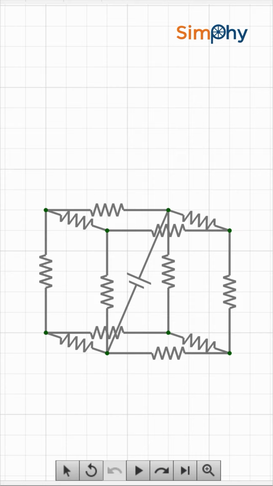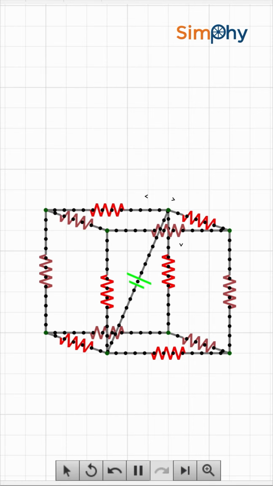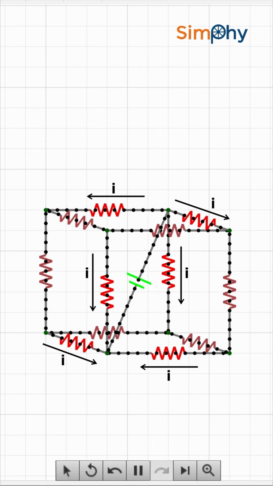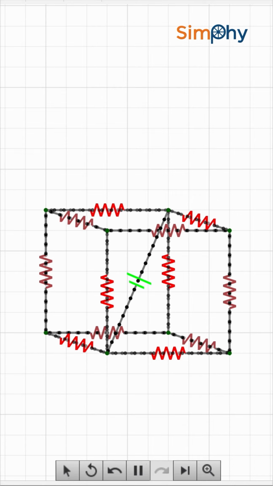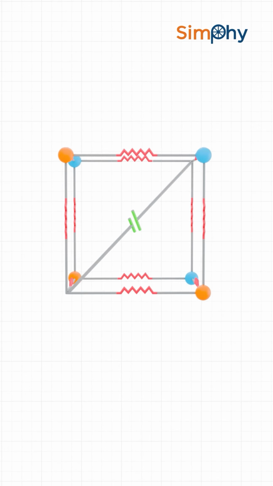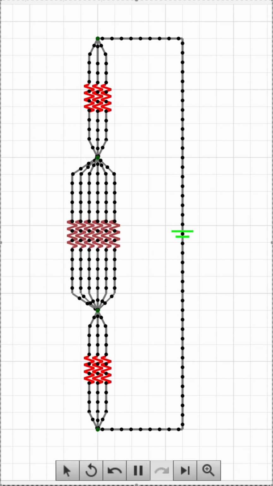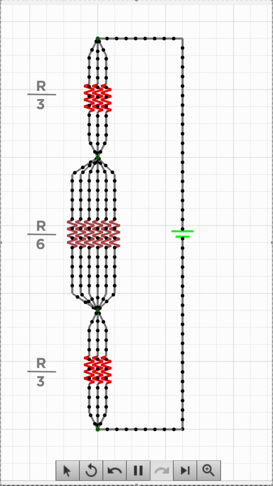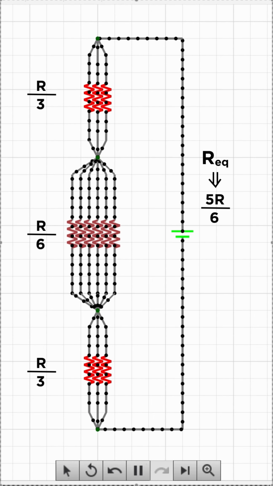Finally, if we connect the battery along the body diagonal, the symmetry aligns such that the same current enters 3 resistors and exits through the other 3. Where the orange and blue points have the same potential as shown in 3D. Joining them will result in a circuit as shown, and so the net resistance will be 5R by 6.